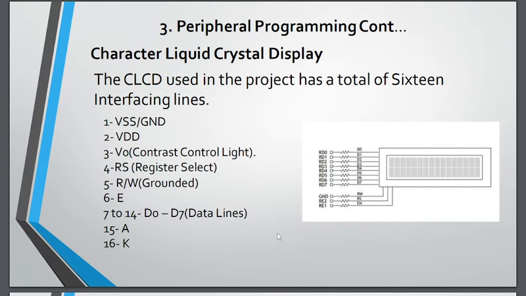The CLCD used in the project has a total of 16 interfacing lines: VSS, VDD, V0, register select, read/write, enable, data lines D0 to D7, and analog, as shown in the diagram here.